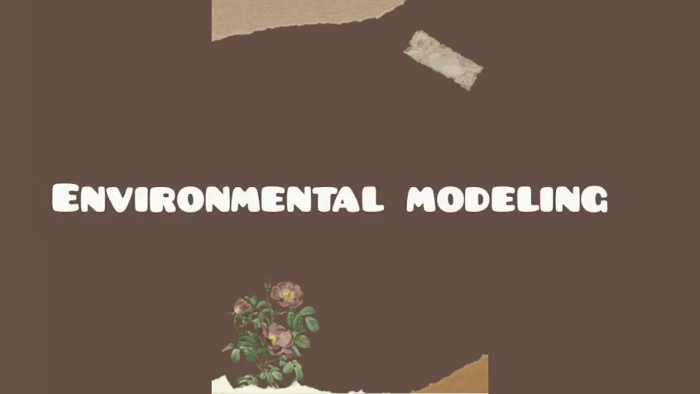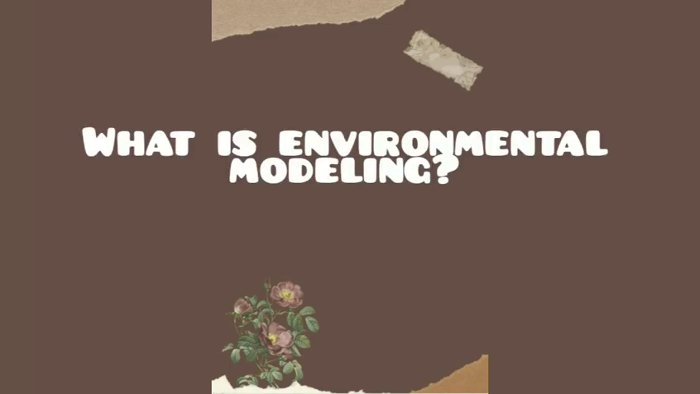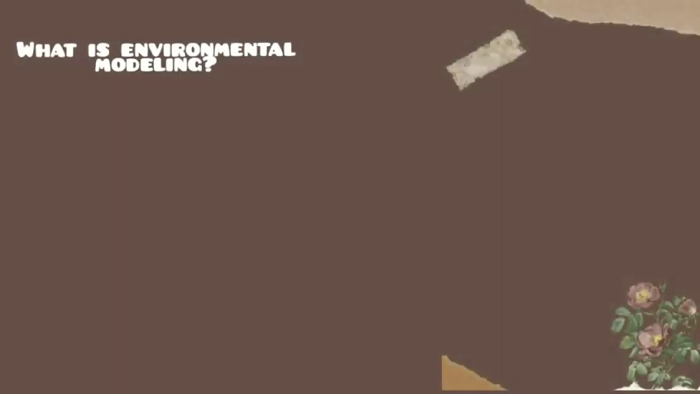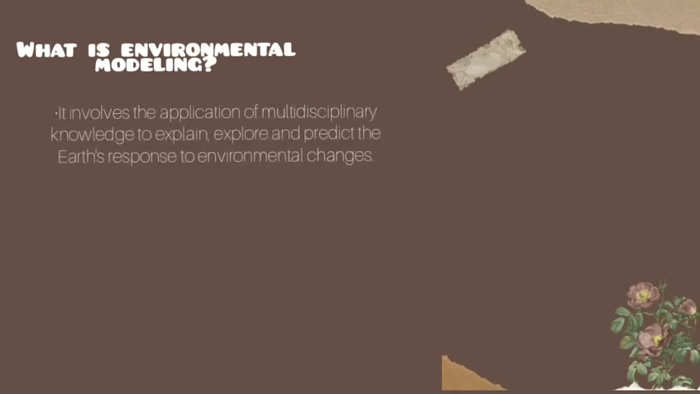The empirical model falls under environmental modeling. So before we proceed into our main discussion, let's first have an introduction to environmental modeling. Now, what is environmental modeling? Environmental modeling involves the application of multidisciplinary knowledge to explain, explore, and predict the Earth's response to environmental changes. Models are representations of the environment that can be used to inform regulations or management decisions.